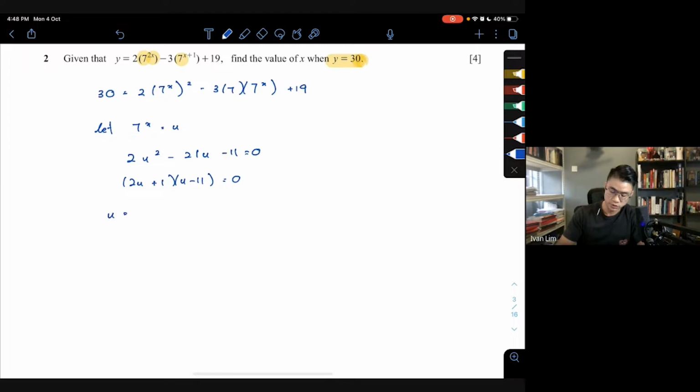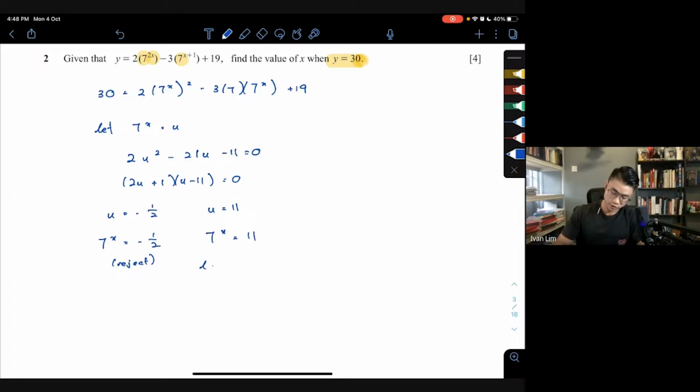Then you get u equals negative half, u equals 11. Replace back the u with 7 to the power x. Your 7 to the power x cannot be negative, so you reject it. You can try expanding it also, but normally when we want to change to log form, the negative one cannot be used. So we can reject it straight away here.